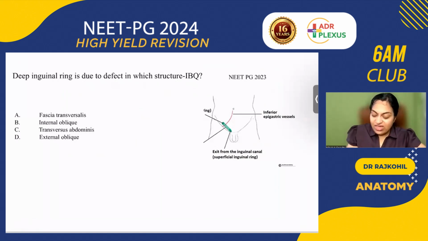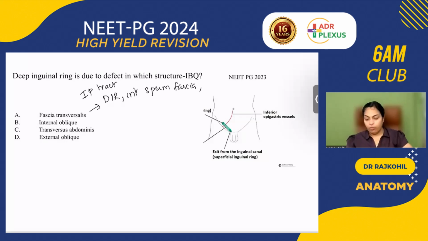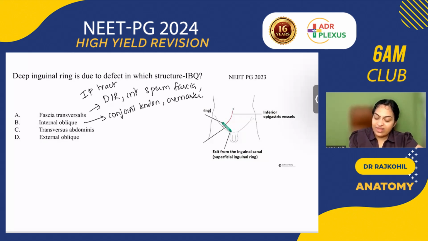Another quick revision. Fascia transversalis is not only deep inguinal ring. Can you tell me something else? Modification of the fascia transversalis? From the margins of the deep inguinal ring, the internal spermatic fascia that covers the spermatic cord. Also the iliopubic tract for the triangles in the laparoscopic procedures. Please remember triangle of pain and doom. And then internal oblique will contribute to the conjoint tendon and cremaster muscle, isn't it? Transverse abdominis again to the conjoint tendon.